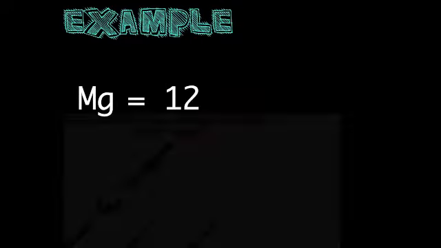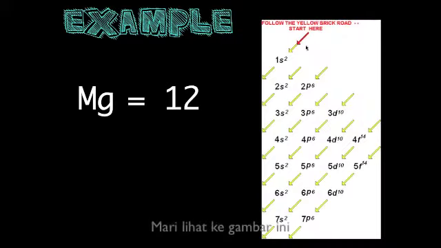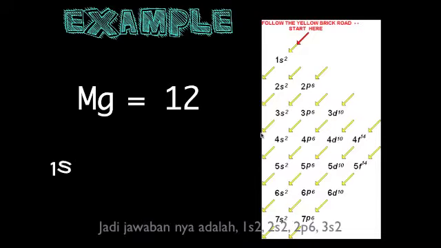So here is an example. Magnesium has an atomic number of 12. So let's see from the picture and start from here. And 2 is the number of electrons. So add it up until it equals 12. So 2 plus 2 plus 6 plus 2 equals 12. So the answer would be 1s2, 2s2, 2p6, and 3s2.